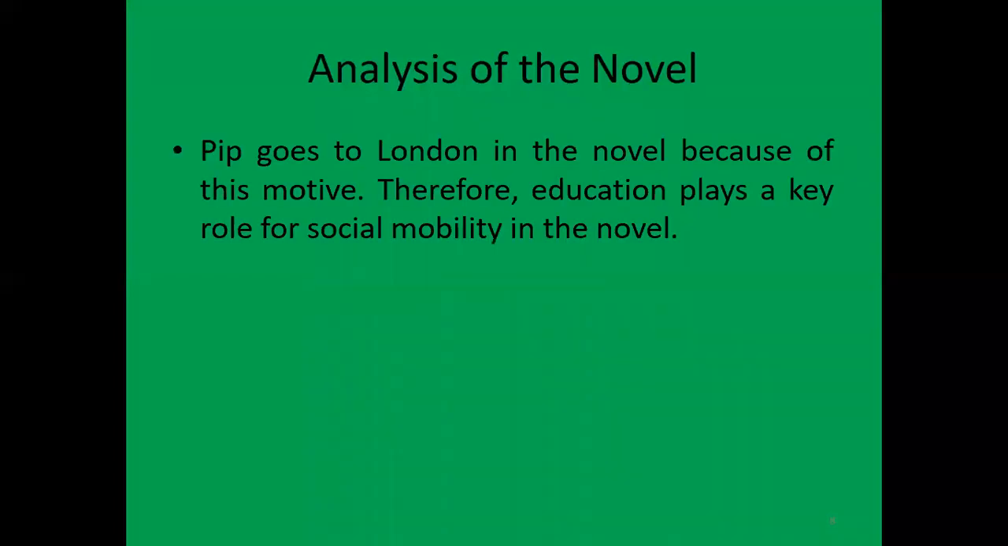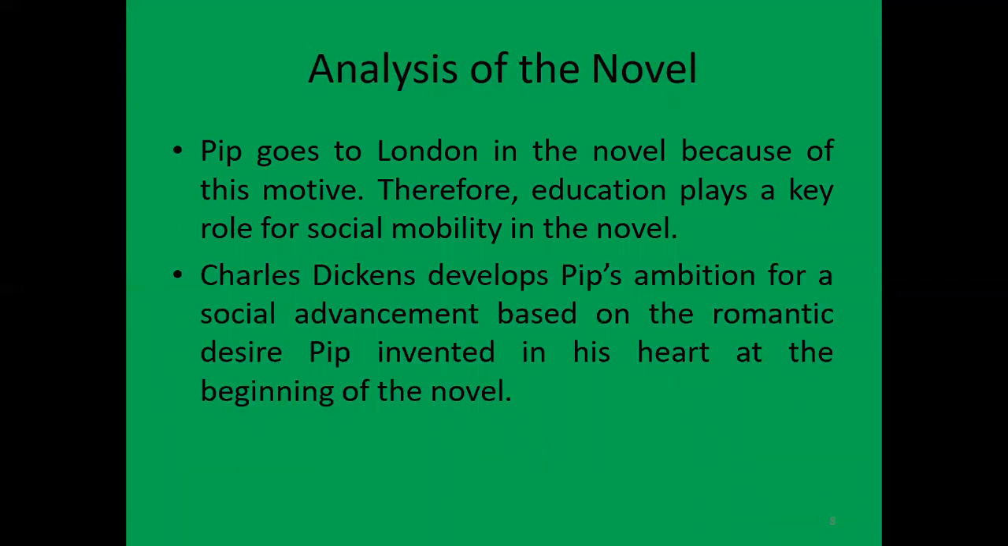Pip goes to London in the novel because of this motive. Therefore, education plays a key role for social mobility in the novel. Charles Dickens develops Pip's ambition for social advancement based on the romantic desire Pip invented in his heart at the beginning of the novel.